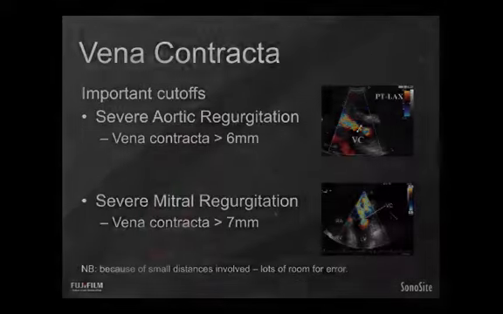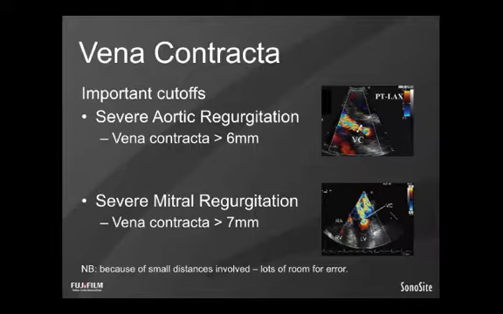So this is a useful technique, and the cutoff values of note would include in the aortic regurgitation setting a VC of greater than 6 millimeters, and in the mitral regurgitant setting a vena contracta of greater than 7 millimeters. But it's important to note that when measuring millimeters, it's easy to make a mistake here or just overestimate or underestimate. And so the values are really quite narrow here. And in general, this is why excellent resolution and TEE is my preferred way of using vena contracta.